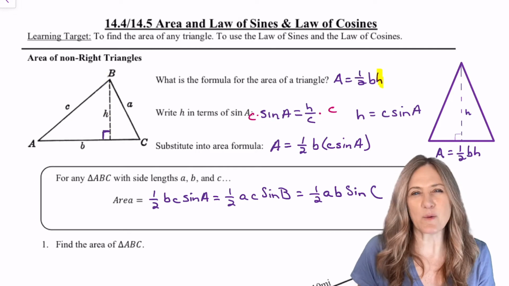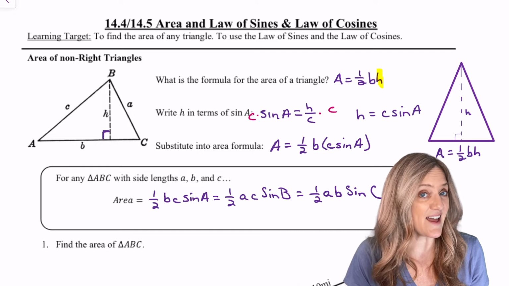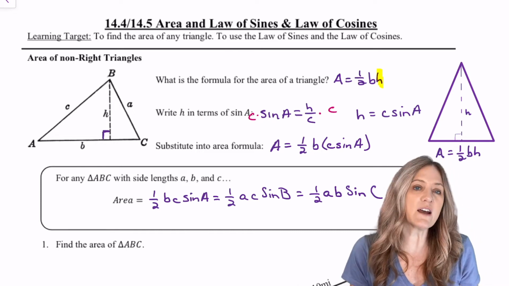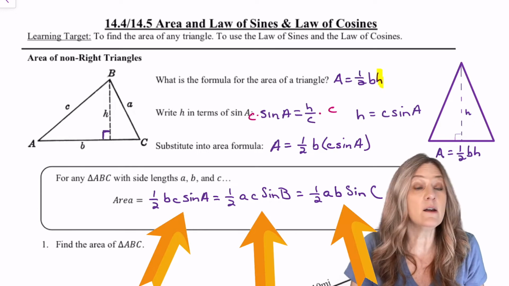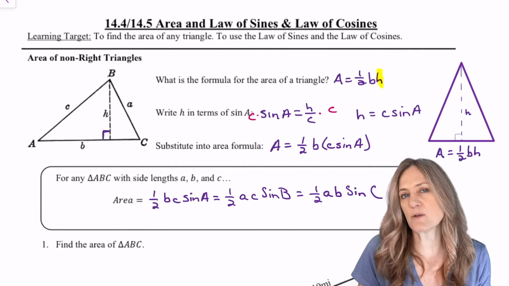It of course doesn't matter which vertex I drop the height from. So if I wanted to drop the height from vertex A, I can go ahead and repeat this process and come up with an equivalent formula. So you see I've written all three based on which vertex I might be working from. But most importantly, I want us to remember this.